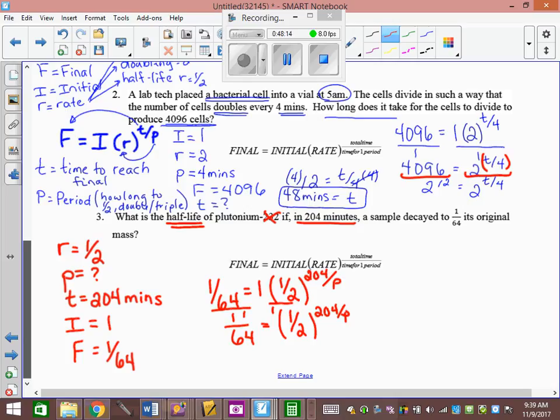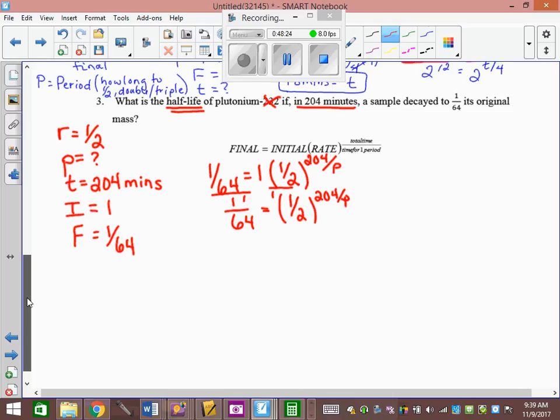Now, why am I showing that step? Because it's not often 1. Your initial is often something else, right? It just happened to be 1 in both these cases. Now, I can make a common base for both of these, for 1/64th and 1/2. 1/64th is 1/2 to the 6. All I do is 2 to the what is 64? Oh, 6. So it's 1/2 to the 6. Then I get 6 equals 204 over p.